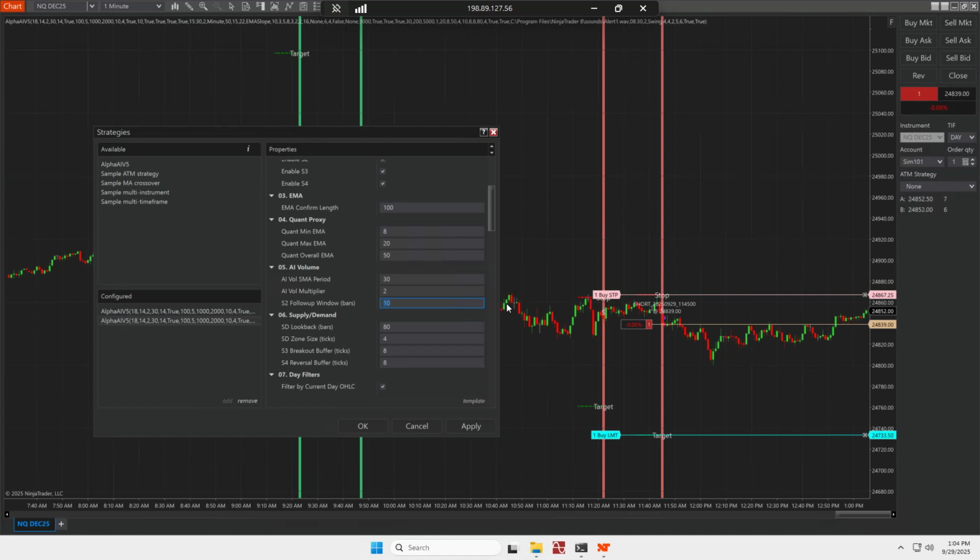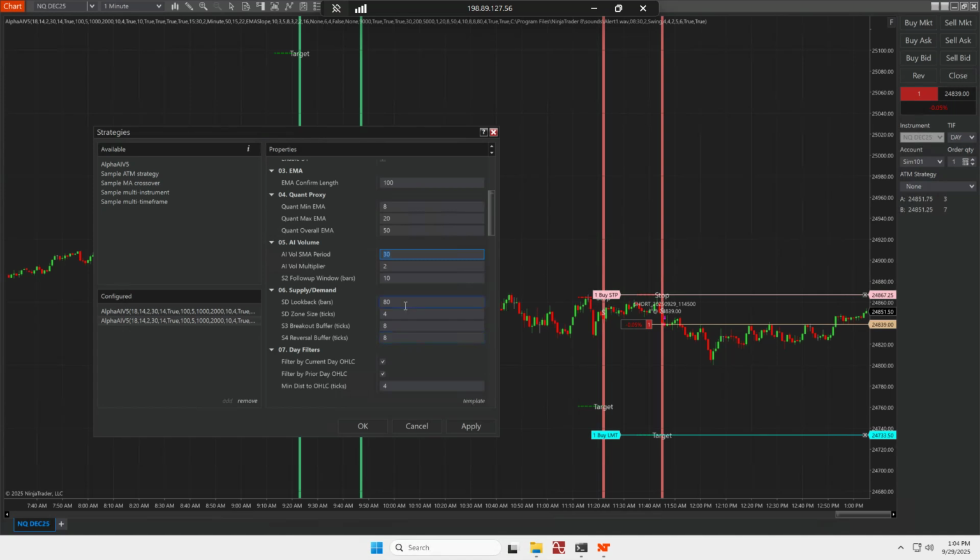This means if a specific bar has passed the SMA period, whatever value we add here, which in this case is 30, multiplied by 2, which means we already have a very high spike in volume. Then it will print the AI volume signal, and then it will look for any S1, S2, whatever the market is looking for. Then we have the supply and demand zones.